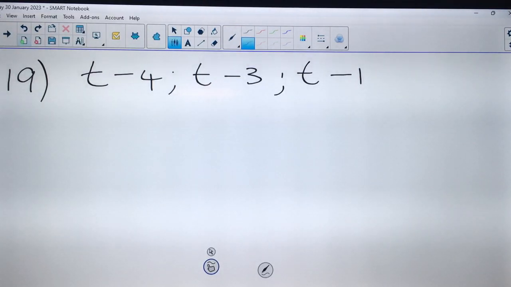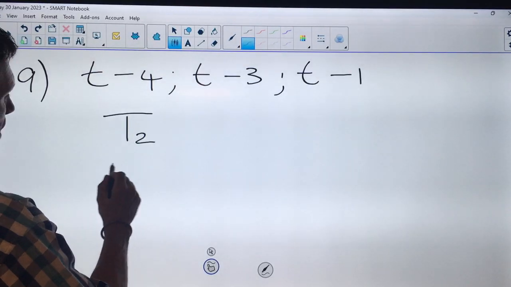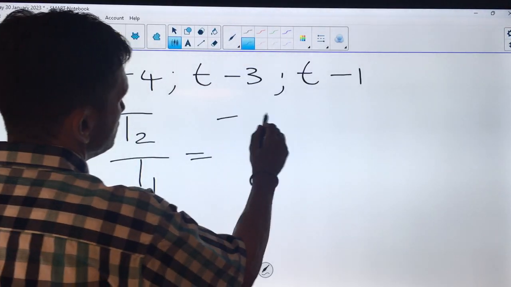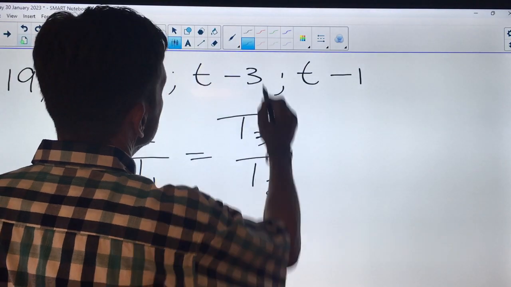What do we know about a GS? The ratios are equal. What does that mean? T2 over T1. No, not minus. Now we're dealing with the ratio. So T2 over T1 equals T3 over T2.